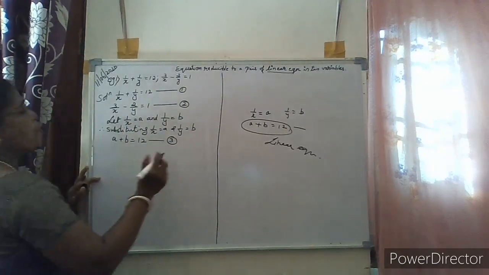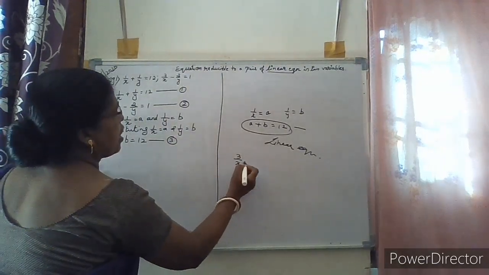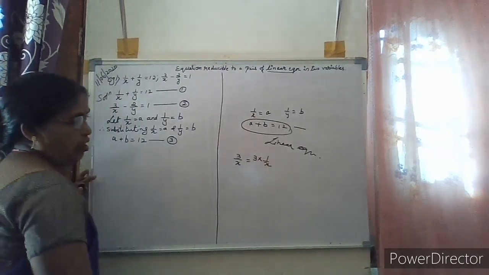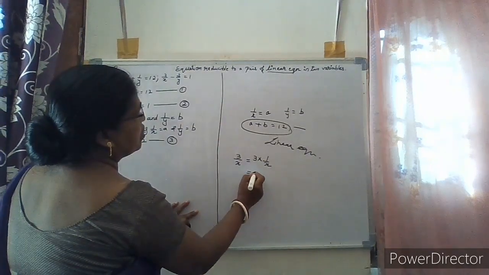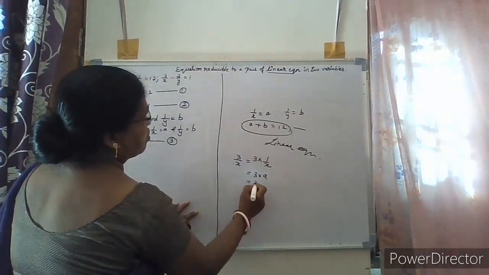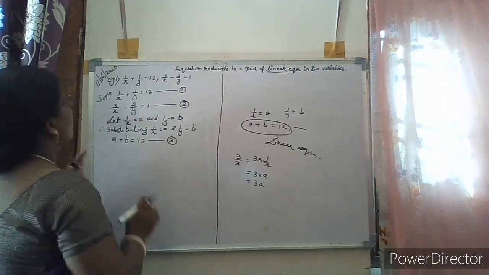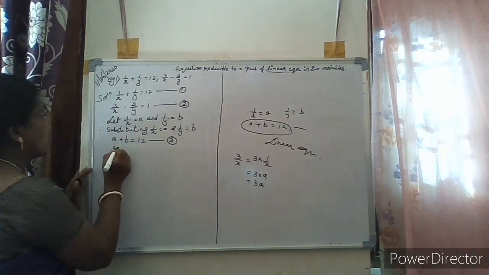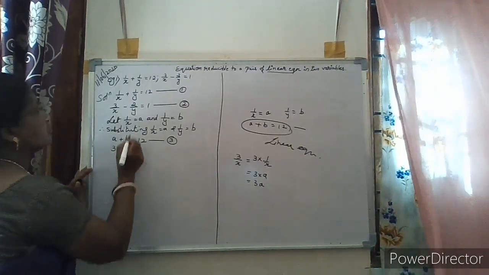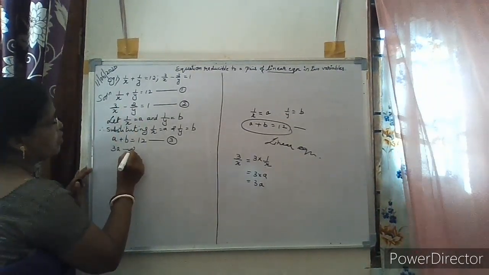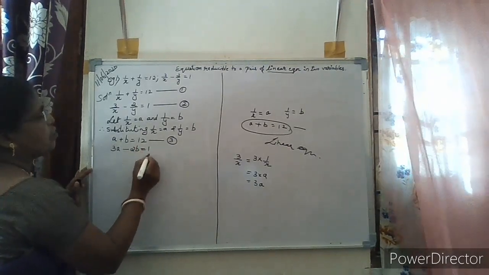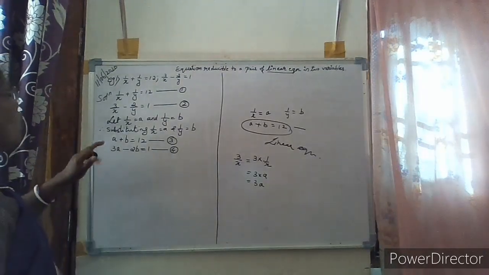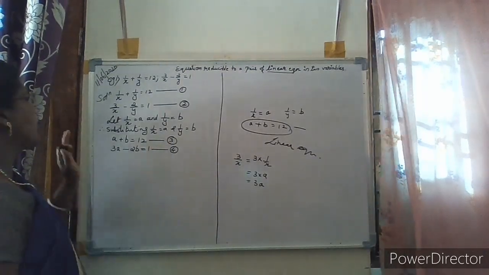And 3 by x, look here, can be written as 3 into 1 by x, so this is 3 into a, or 3a. So in place of 3 by x it is 3a, minus 2 by y will be 2b, equal to 1. This becomes equation 4. Now you will solve it simultaneously.